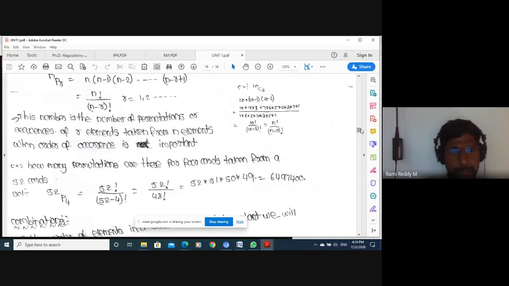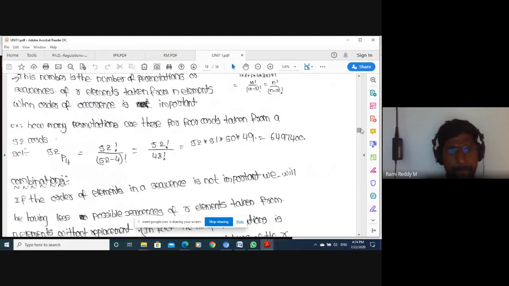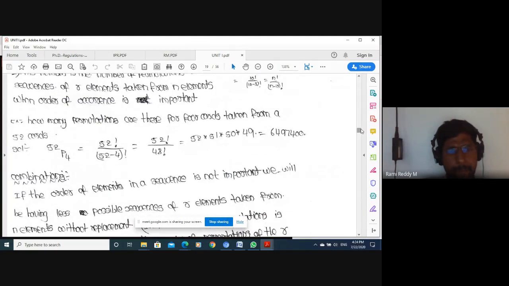For example, how many permutations are there for 4 cards taken from the 52 cards? 52P4, that is 52 factorial divided by 52 minus 4 factorial, that is equivalent to 52 factorial divided by 48 factorial. If you simplify that, then we will be getting this value.